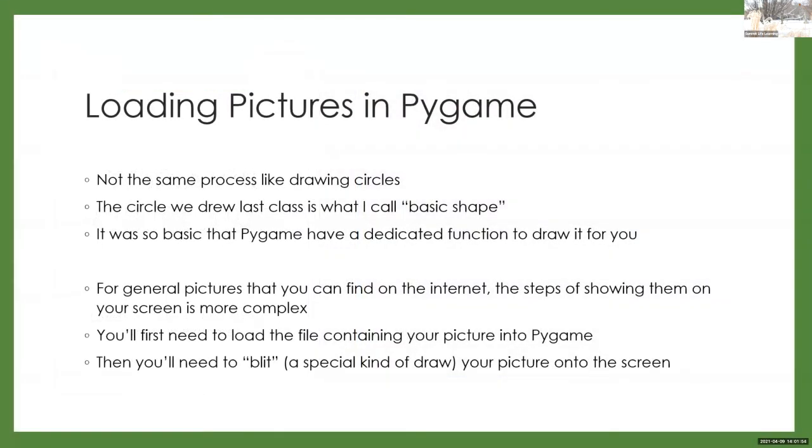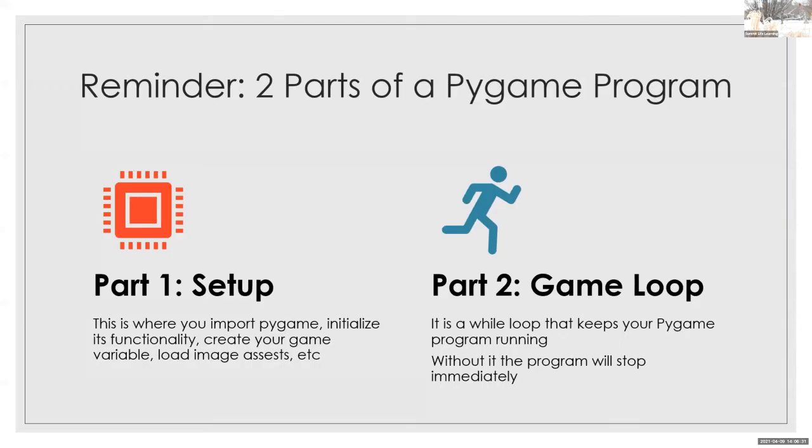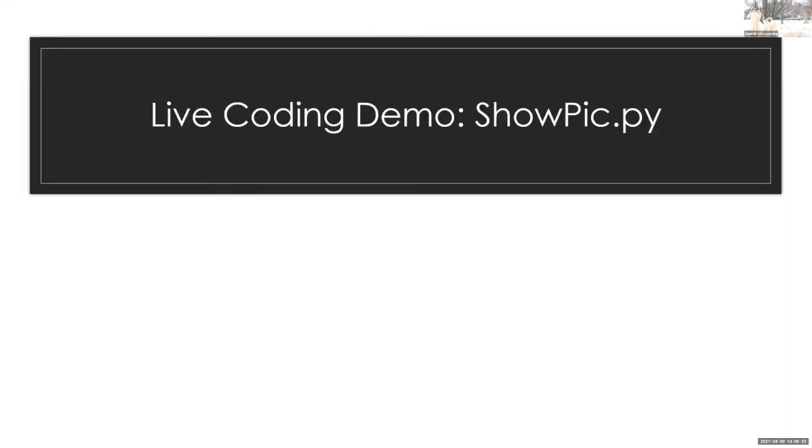So last class, we created a simple program that was capable of drawing a circle. Let me just quickly run that program for you. Now let's get into an actual example of how you actually load your image into Pygame.